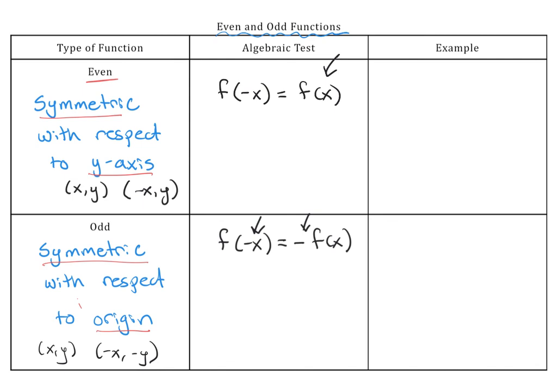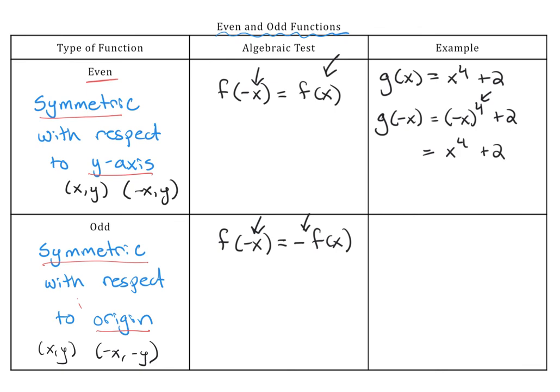Okay, so two other examples. If I have g of x equals x to the fourth plus 2, let's test if it's an even function. Let's plug in negative x. What is g of negative x? That would be negative x to the fourth plus 2. And raising something to an even exponent, it goes back to positive x to the fourth plus 2. So plugging in negative x, it ends up equaling back to the original function.